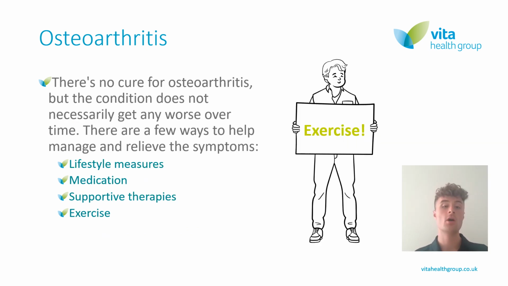So there's no cure for OA, but this does not mean that your condition gets any worse in terms of symptoms. And there are ways to help manage and relieve your symptoms. So listed below are the lifestyle measures. This basically just means sleep, some diet changes, and of course some exercise. Medication, so things like using topical anti-inflammatory gels like Voltarol can really help with your symptoms as well. Supportive therapies such as maybe a walking class. And then of course we have the exercise side of things as well. We're going to spend quite a lot of time discussing exercises, so we're going to save that for the next few weeks.